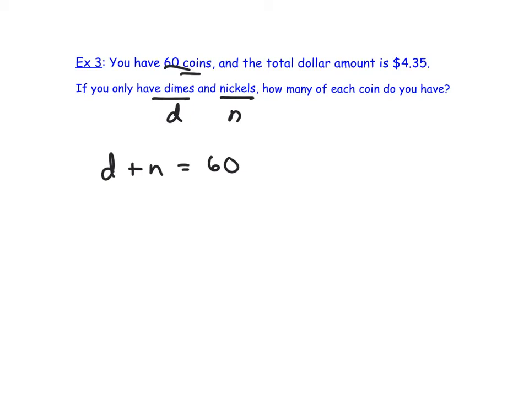And then the dollar amount is $4.35. So for every dime, it's 10 cents. So the way we set that up is 0.10D, because it's 10 cents for every dime. And then 0.05N, because it's 5 cents for every nickel, and that equals 4.35. So those are going to be our two equations.